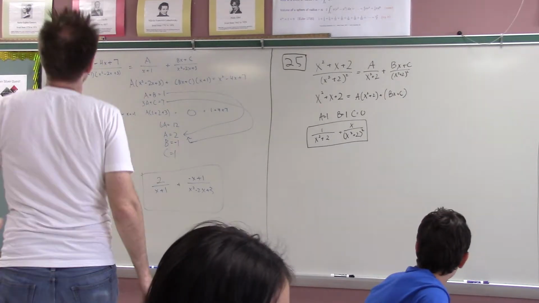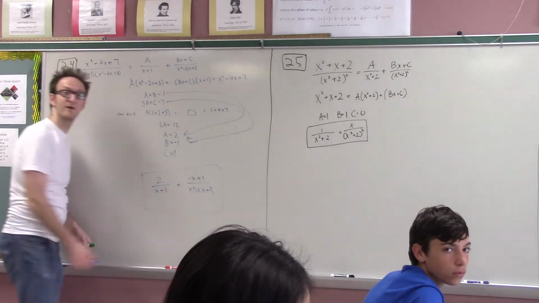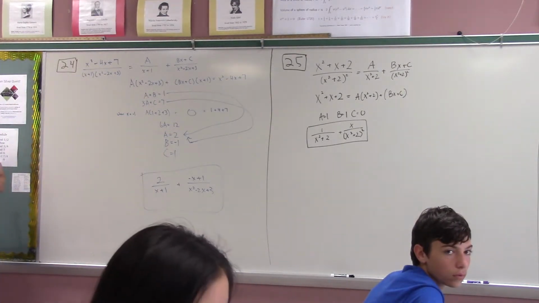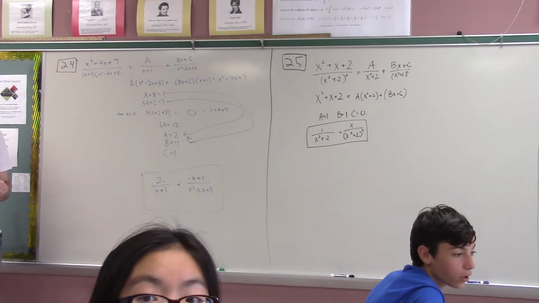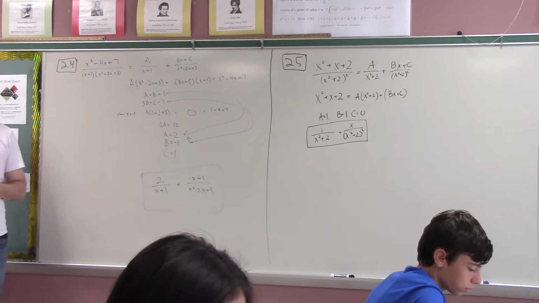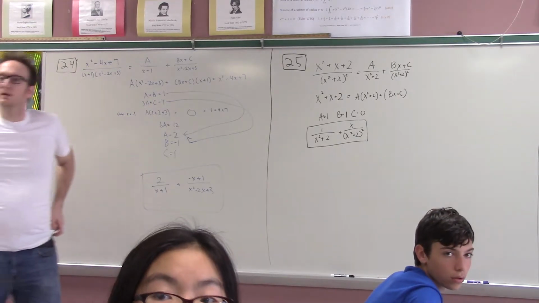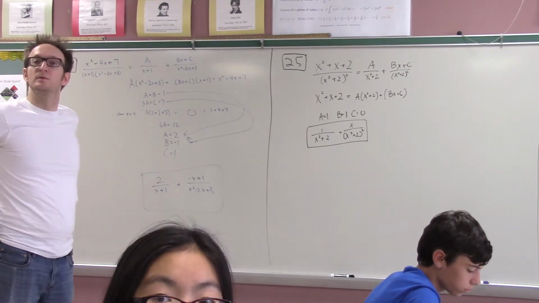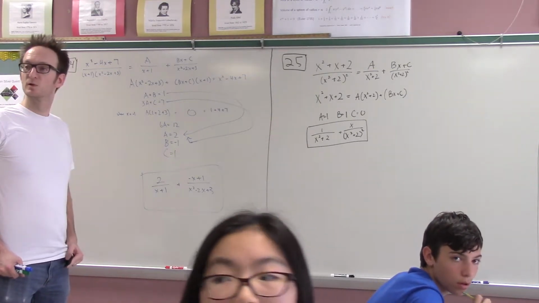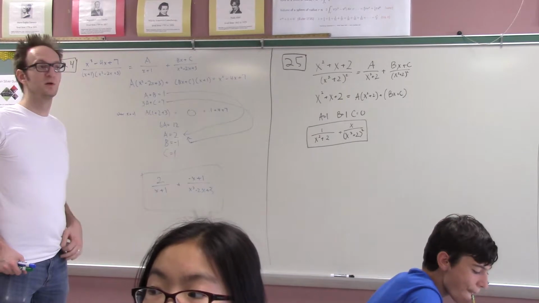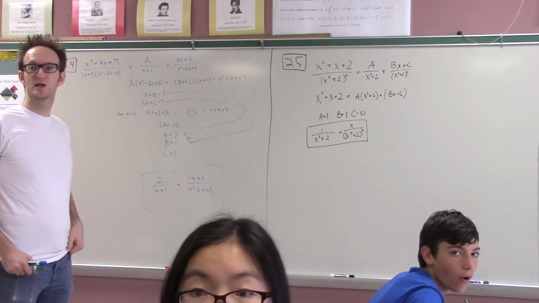Wait, 13's not right. I don't think it's right. 13 is not right? Okay, whoever did 13, get up there and find a mistake. Wait, that's just the denominator. You just factored it wrong. It should just be a plus. Whoever did 13, just go fix it.